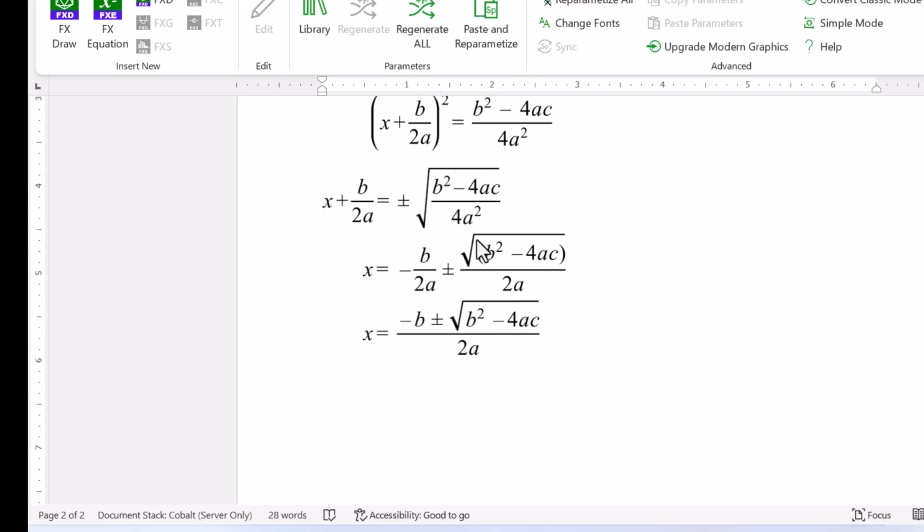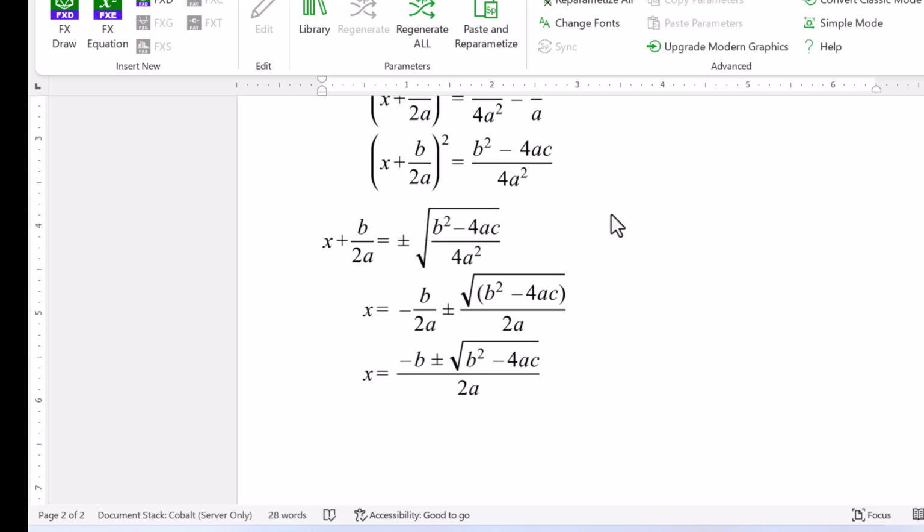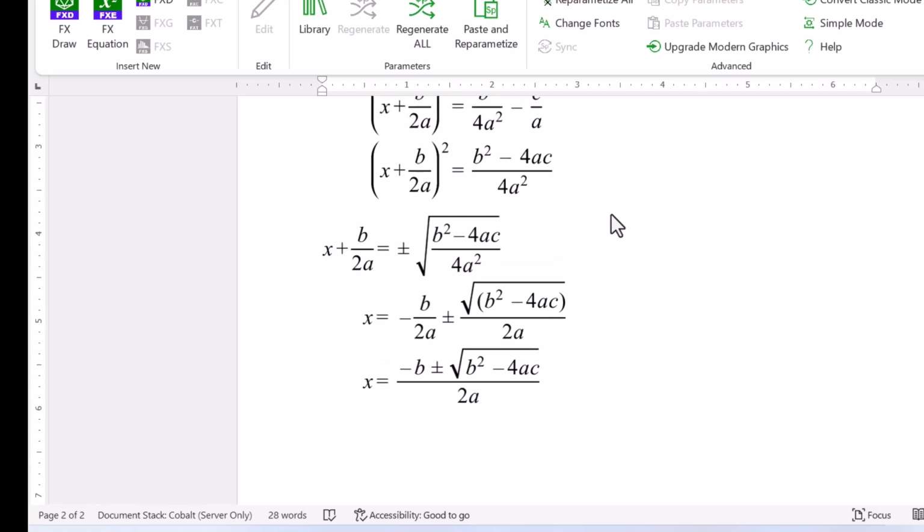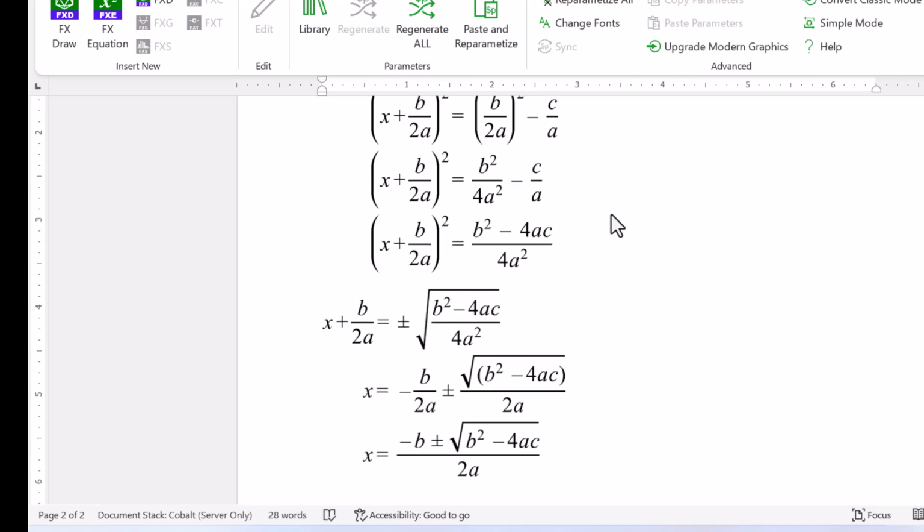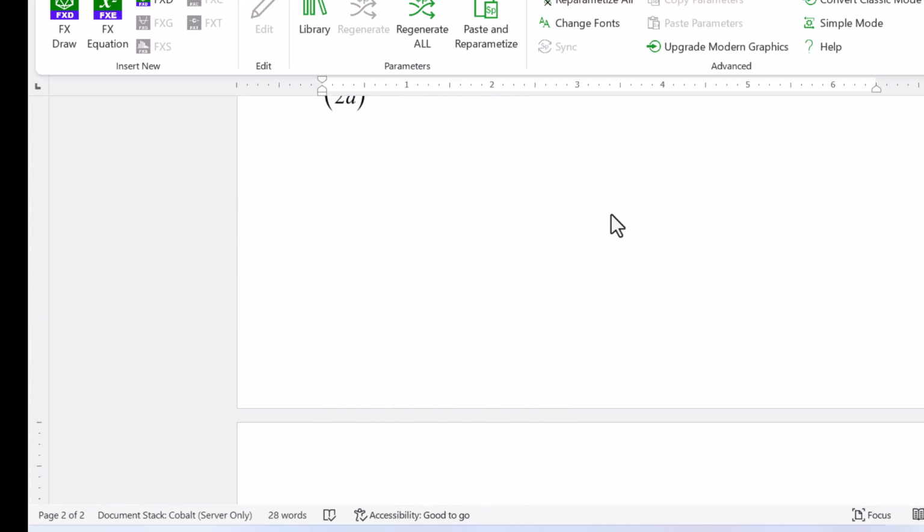Now the square root of 4a squared is 2a. Reducing it further, 2a is a common denominator, which gives minus b plus or minus the square root of b squared minus 4ac, all over 2a. So this is the quadratic formula, which is also known as the almighty formula. Take your time and go through this video. You'll see that it's not actually difficult to derive it. It's very easy, you just need to understand the principle, and that is that.